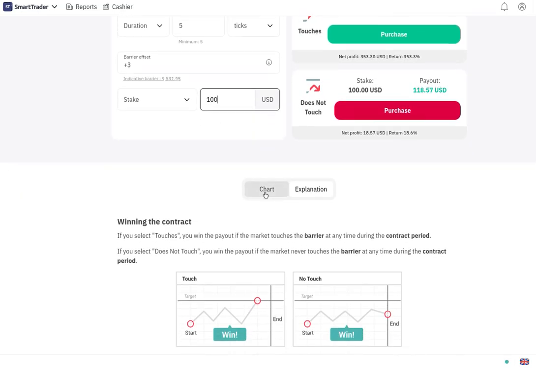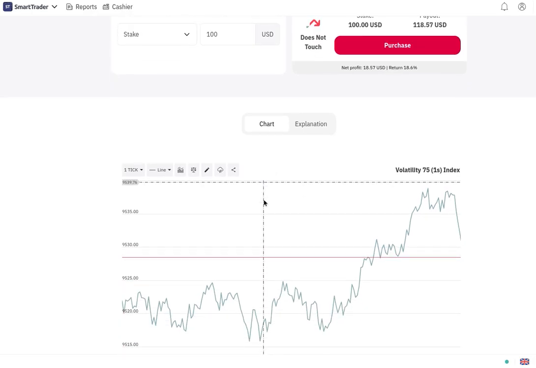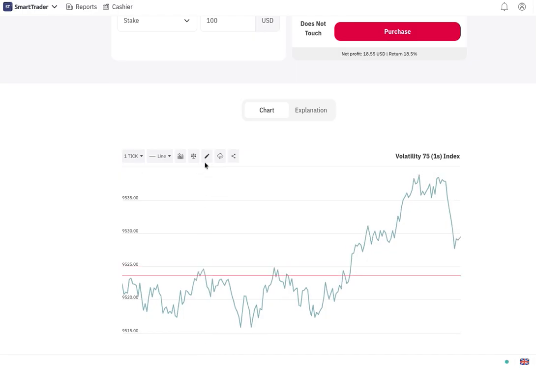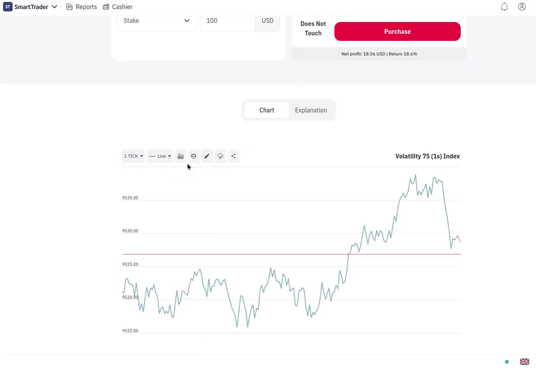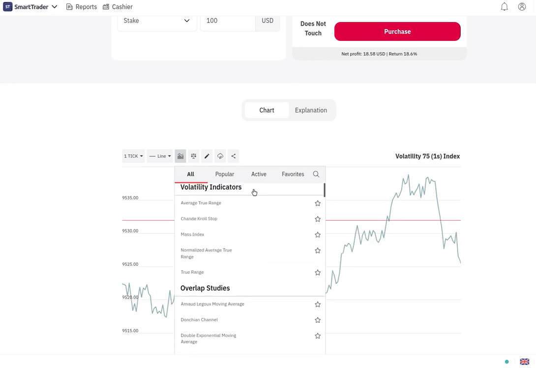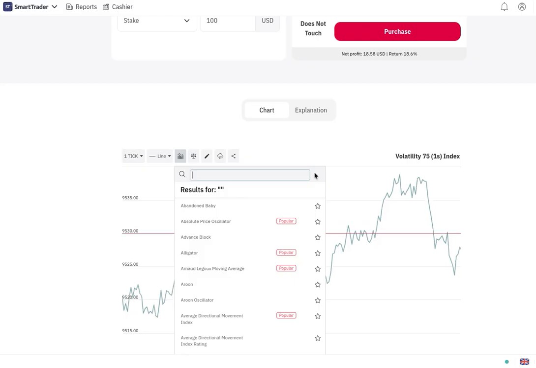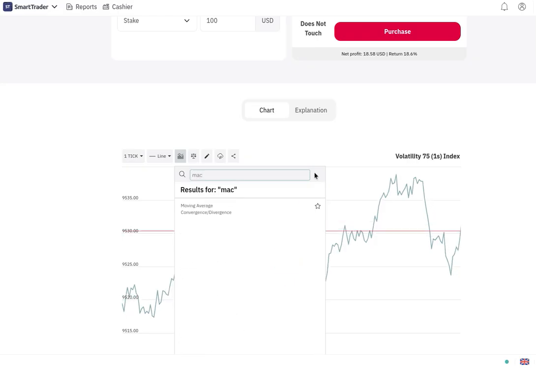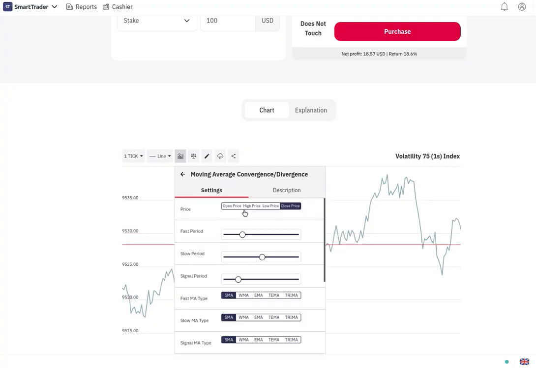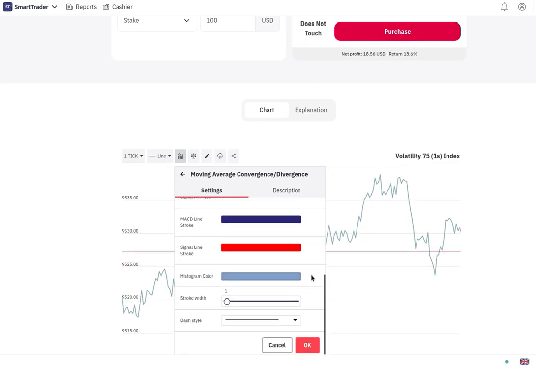Next is to come to the charts. Then we come to get our indicators. For the indicators, you just come to search and type MAC. Yes, this is where you see MACD, moving average convergence divergence. Yes, very good, very good.